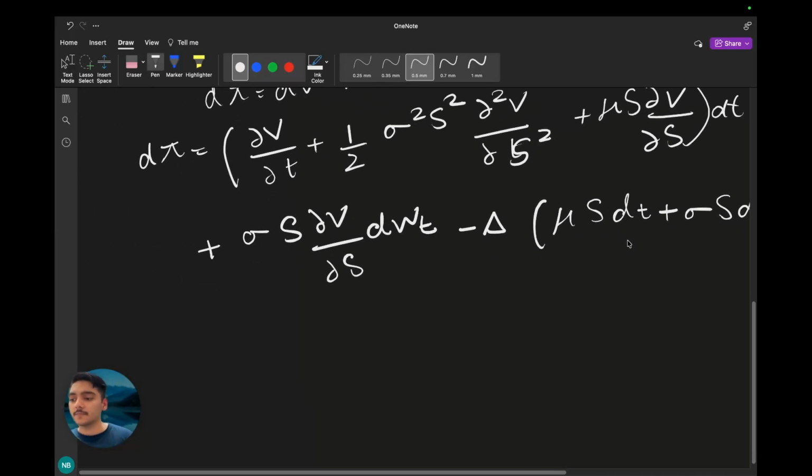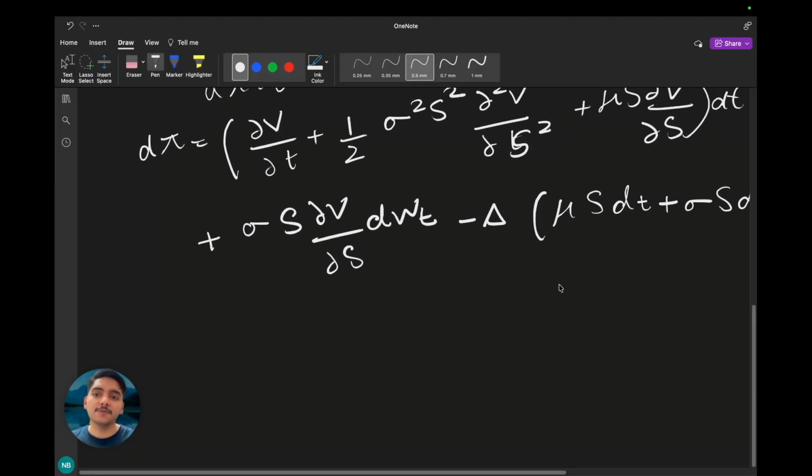Now notice both terms have the same random component, sigma S dW_t. This is crucial, and if we can make this cancel out, we eliminate all risk from the portfolio. So let's try to cancel this out. Let's move to step 4.